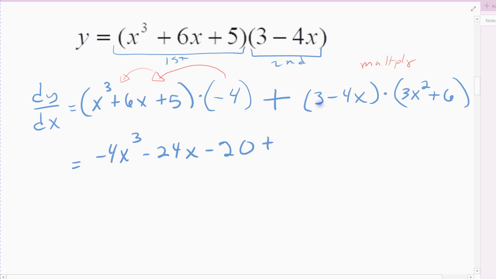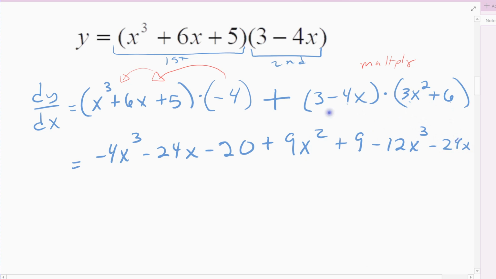And then this one's going to be multiplied. So first, 3 times 3x squared is going to give me a 9x squared. Outer, 3 times 6 is going to give me a 9. Inner, negative 4x times 3x squared is going to give me a negative 12x cubed. And then negative 4x times 6 is going to give me a negative 24x. The x is important.